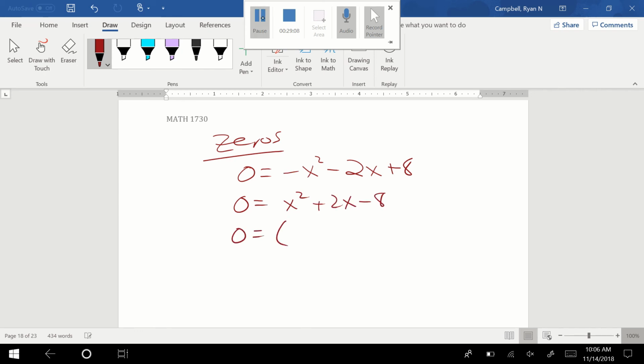So let's see, is there anything that we can factor? What two numbers multiply to get negative 8 and add to get 2? Negative 4, positive 2. No, that's negative 2. So positive 4, negative 2. There we go. 4 times negative 2 is negative 8, and 4 plus negative 2 is positive 2. Good. So we know that x is going to be negative 4 and x is 2.